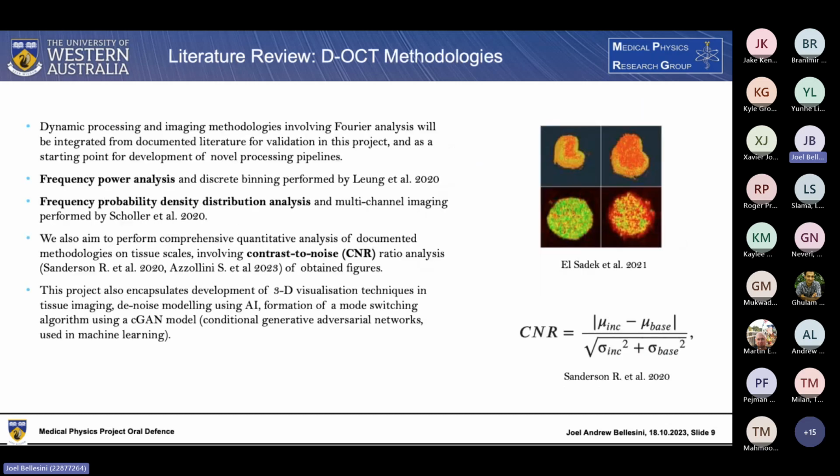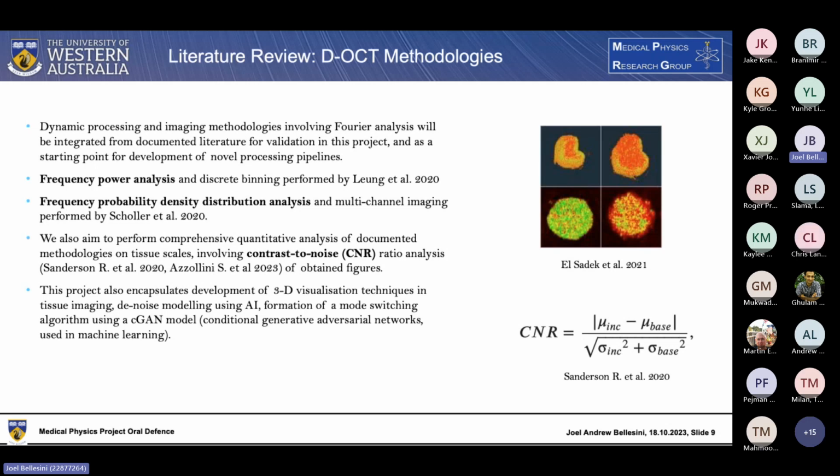be trying to do. The methodologies that have been done in the literature involving Fourier analysis will be integrated for validation in this project, and will be used as a starting point for the development of a novel processing pipeline. These include frequency power analysis, which is what was done in the Long paper, and probability density distribution analysis in the Scholler paper. I'll explain what they are in greater detail in a second. We also aim to perform comprehensive quantitative analysis of each of these methodologies, as well as new methodologies on tissue scales, involving a few different metrics, including contrast to noise ratios, similar to these papers cited here.